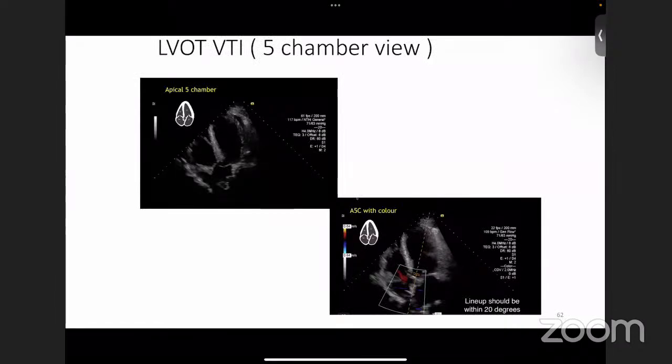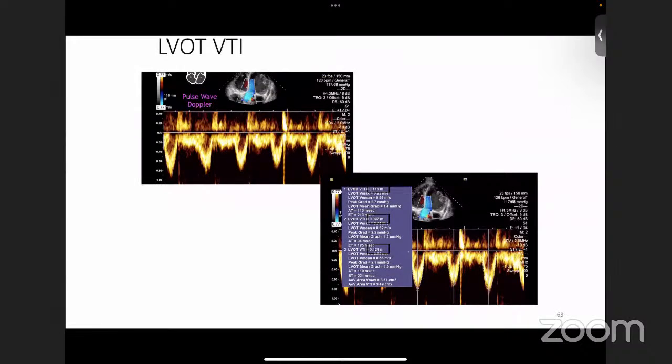okay, and then after getting the diameter, which will remain constant, you go for the 5-chamber view. Then you have to keep a pulse wave at the LVOT. Once you keep the pulse wave and activate the pulse wave Doppler, you get something called the LVOT VTI, and you have to trace the LVOT VTI. So you have to take 2 to 3 pulse wave Doppler LVOT VTIs and then average them. So this is what they have done. They have taken 3 values and they have averaged.